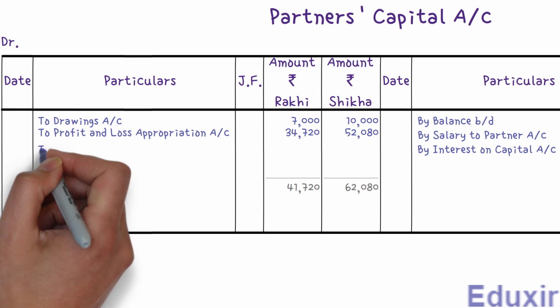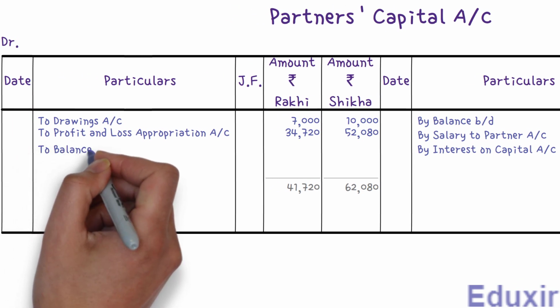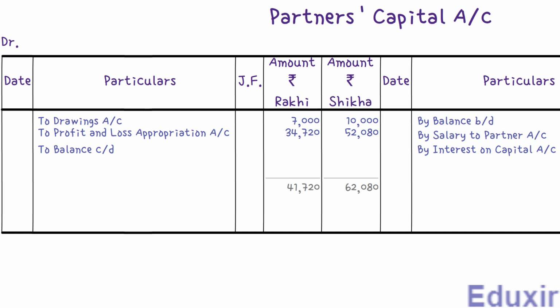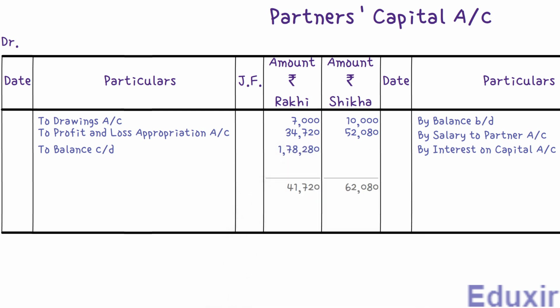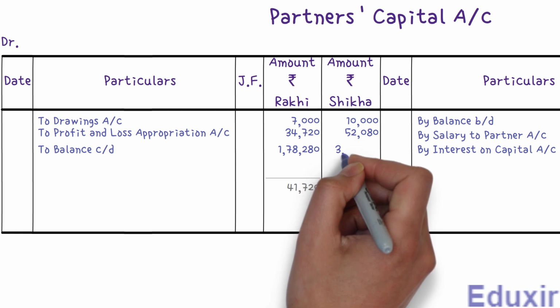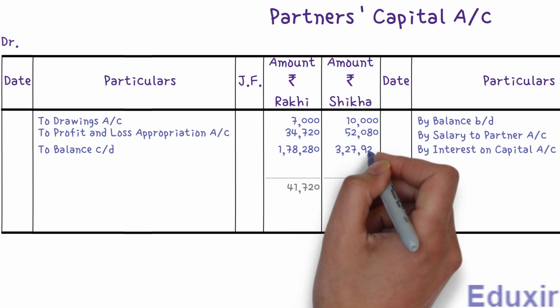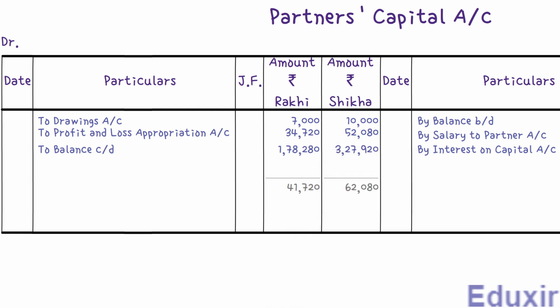Let's first write to balance carried down into the particulars column on the debit side. Let's then write the credit balance amount of 1,78,280 rupees for the partner Rakhi into the amount column on the debit side. Let's then write the credit balance amount of 3,27,920 rupees for the partner Shikha into the amount column on the debit side.